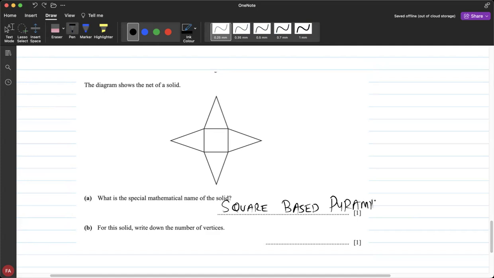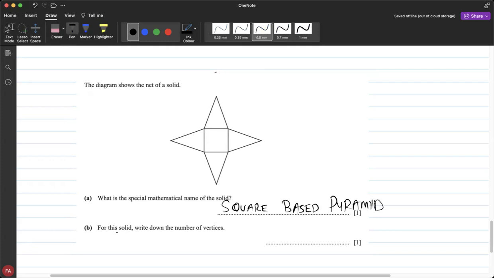If you were to write down the word pyramid, that should also classify as the correct answer. And if you see the marking scheme, you'll realize the answer in the marking scheme is written as just pyramid. But again, just try to understand that whenever it comes to these kind of questions, I expect all of you to be very precise. So please write down square-based pyramid or square pyramid.